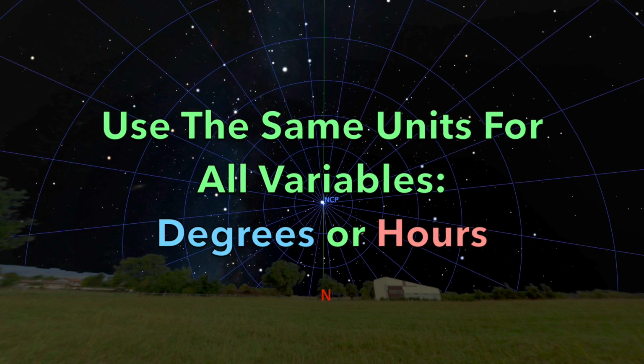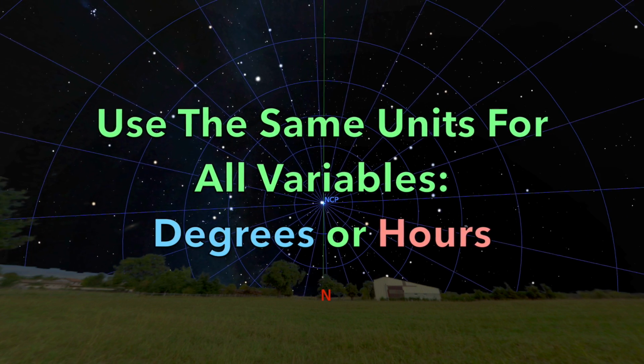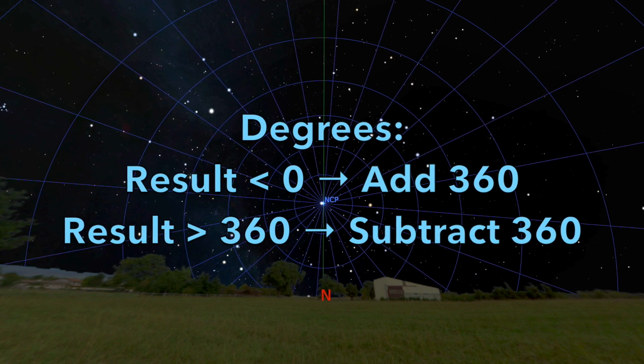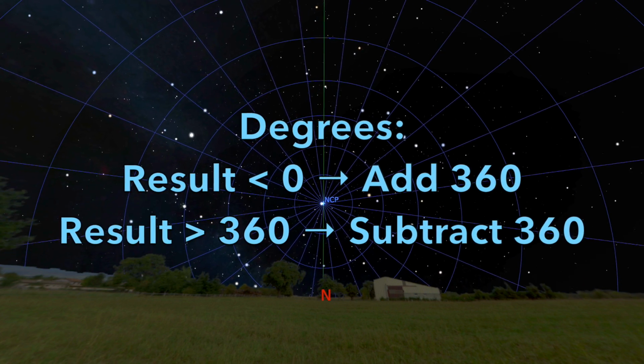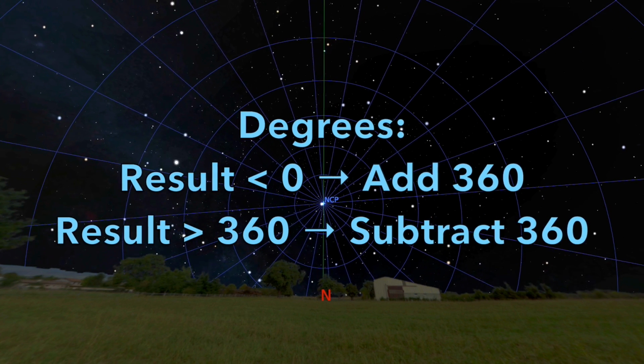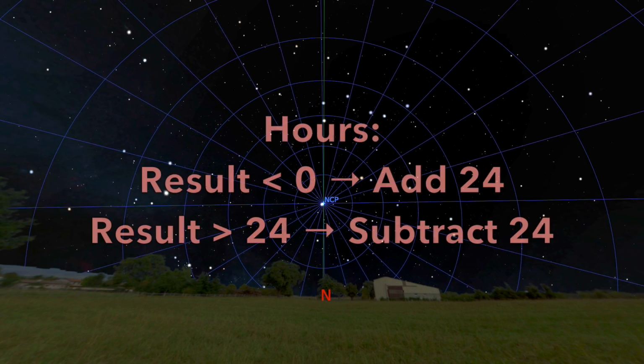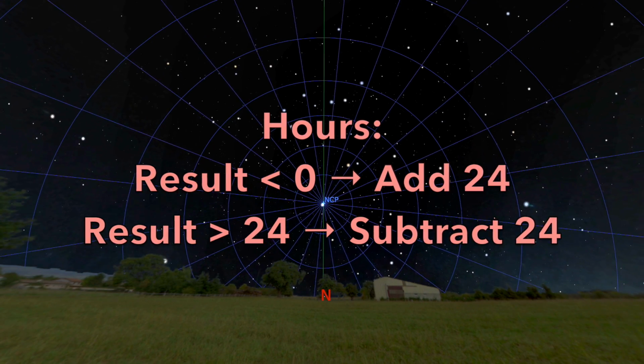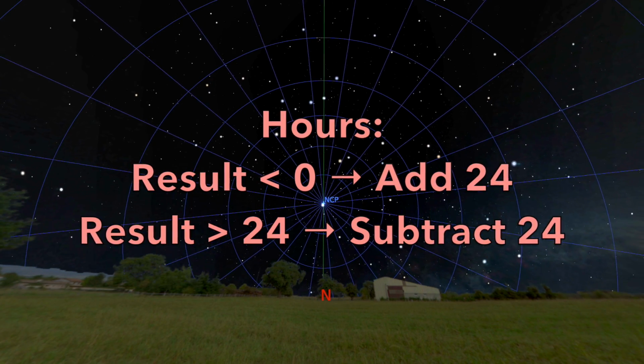Make sure that the same units are being used for all variables, either degrees or decimal hours. If you're using degrees and you get a result that is negative, add 360 to the result, and if you get a result that is greater than 360, subtract 360. The same concept applies if you are using decimal hours. If negative, add 24, and if greater than 24, subtract 24.